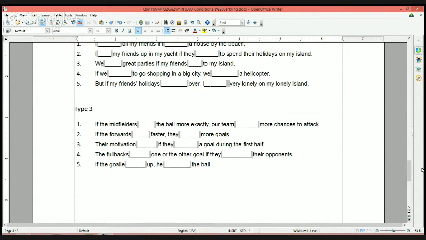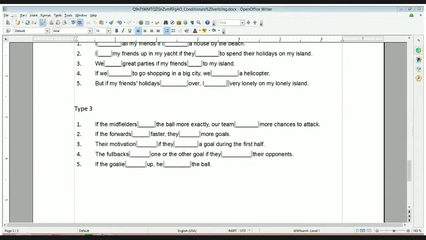If the my first had been the ball more exactly, our team. So a good one here would be throw or catch. First had caught our, caught? Irregular. Team, irregular, catch. Our team would have been more chance to attack.